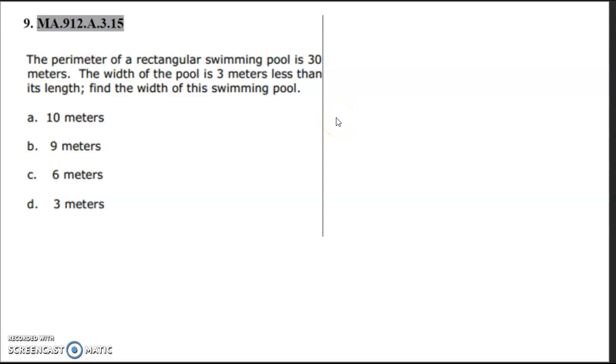Alrighty, so in this video for the PERT practice test, we're going to do questions 9 through 14. Alright, so number 9, the perimeter of a rectangular swimming pool is 30 meters.